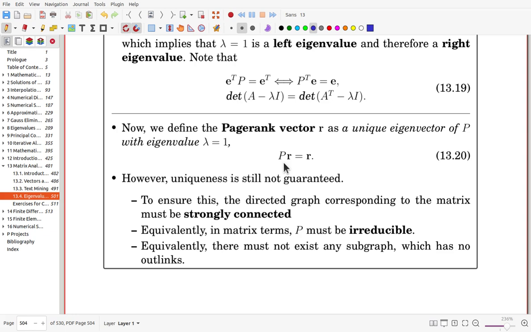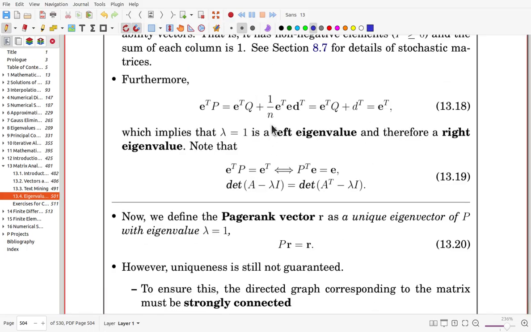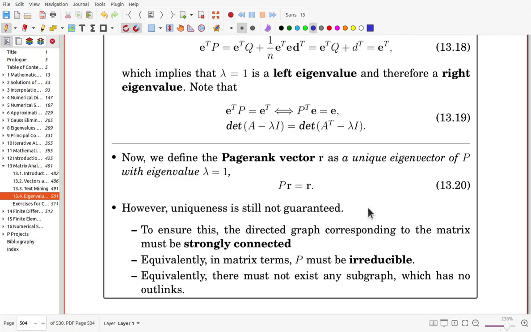there's no guarantee for P to be irreducible, because now originally from Q, 0 columns are replaced by the column vector having 1 over n at every entry. But Q, once it is a non-zero column, then some positions, some values are positive, but in many spots it can have 0 values, so that there's no guarantee for P being an irreducible matrix.